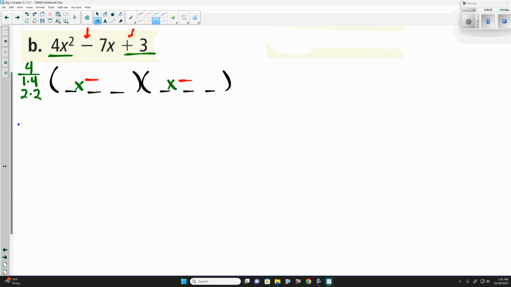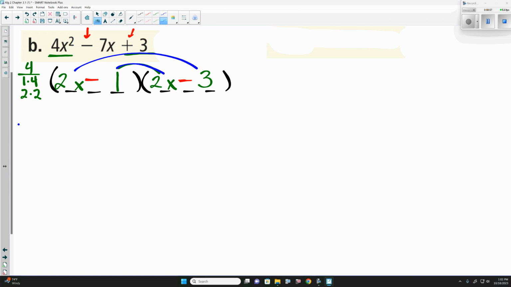Which one do we want to try first? 1 and 4 or 2 and 2? 2 and 2. Factors of 3 are 3 and 1. So the factors of the third term, 3 and 1. Which one do we want to plug in first? Now we have this set up, we can move on to step number 5, which is check.